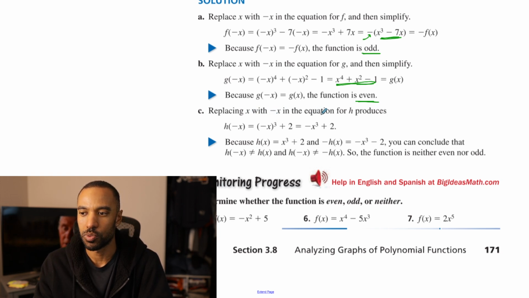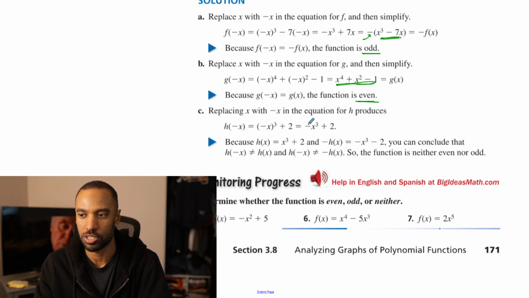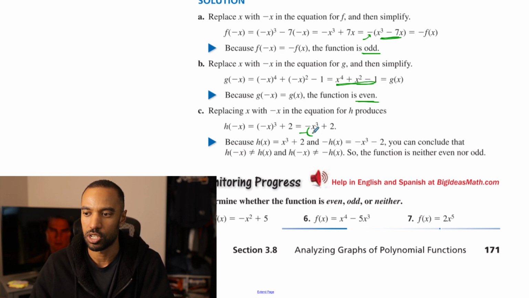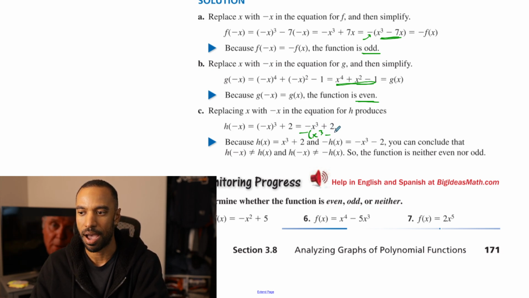And now replace x with negative x in this last equation here, where you plug in negative x cubed, which is negative x cubed. The plus 2 doesn't change though. So as you'll notice, when you factor a negative out of this one, you actually just get negative, and when you factor negative out of this one, you get x cubed minus 2.